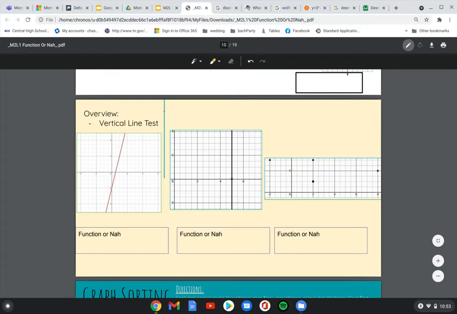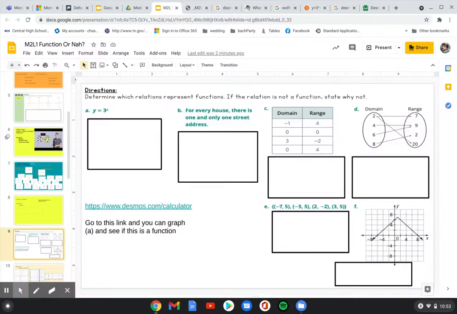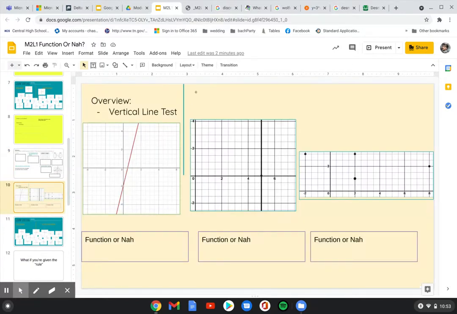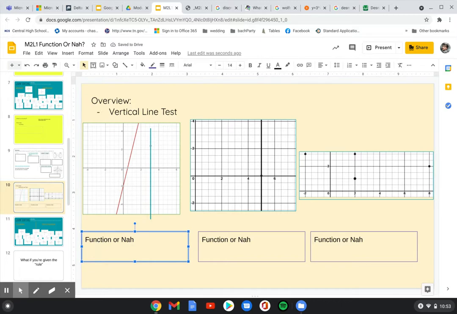Vertical line test. So I gave you a vertical line on here. If you wanted to use this as your vertical line test, yes, it only passes through 1 point. So is this a function? Yes. All right. Now, if I go here, does this pass the vertical line test? No, because it hits infinite points.